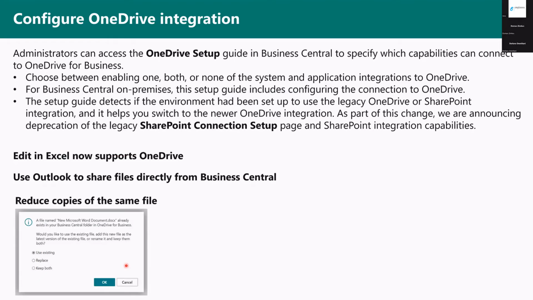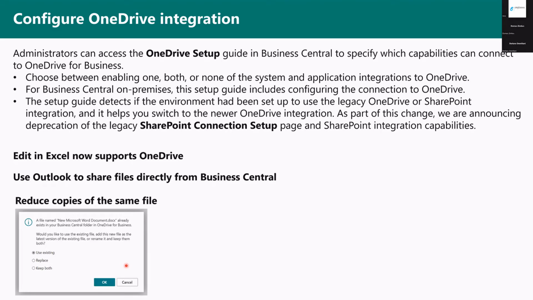In Business Central 21, we have also, I think you know that Business Central 20 integrates a set of possibilities of sharing files, something like that, in OneDrive. And now OneDrive integration is also improved again. Now you have a new OneDrive setup in Business Central that permits you to specify what type of capabilities you want to connect to OneDrive.